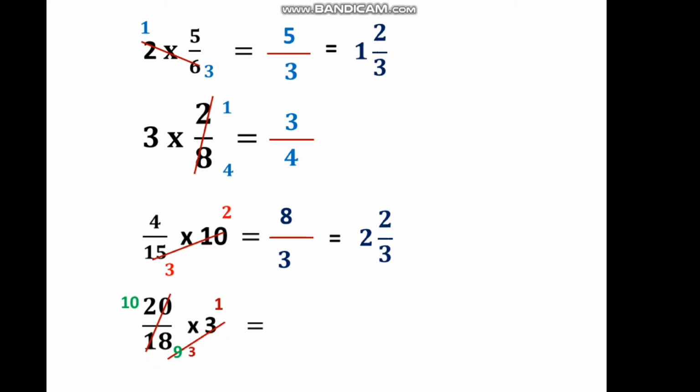Ang natira po nating fraction is 10 over 3 and the whole number is 1. So we're going to multiply 10 times 1, that is equals to 10. Kopyahin na lang natin yung 3 sa baba. Then divide natin sila, that is equals to 3 and 1/3. That is your final answer.